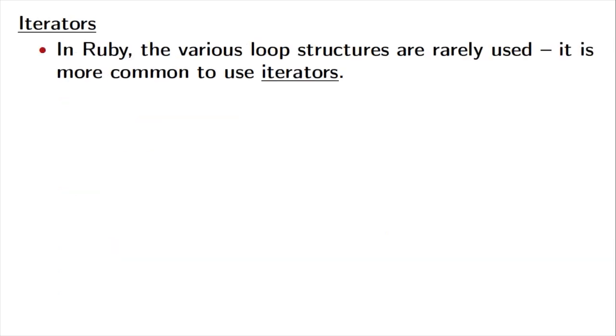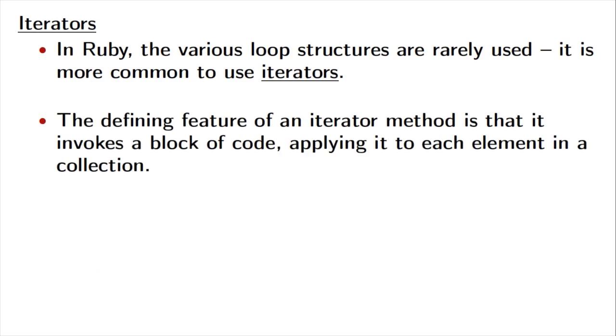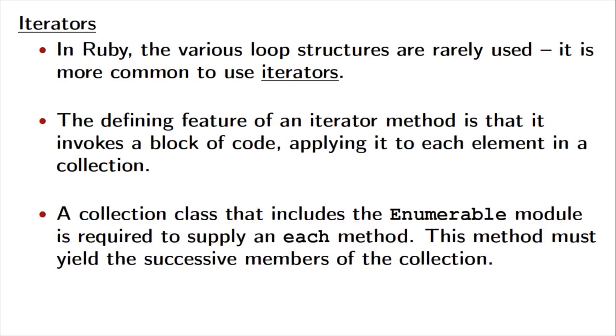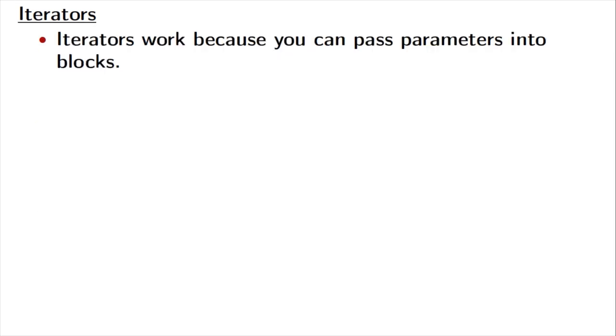Let's talk about iterators and how they use code blocks. In Ruby, the loop structures I showed you before aren't used that often. It's more common to use iterators in their place. Now, the defining feature of an iterator is that it can invoke a block of code, applying it to each element that it's iterating over. A collection class that includes Enumerable is required to supply an each method. This method must yield the successive members of the collection, and this is what you're going to iterate over.